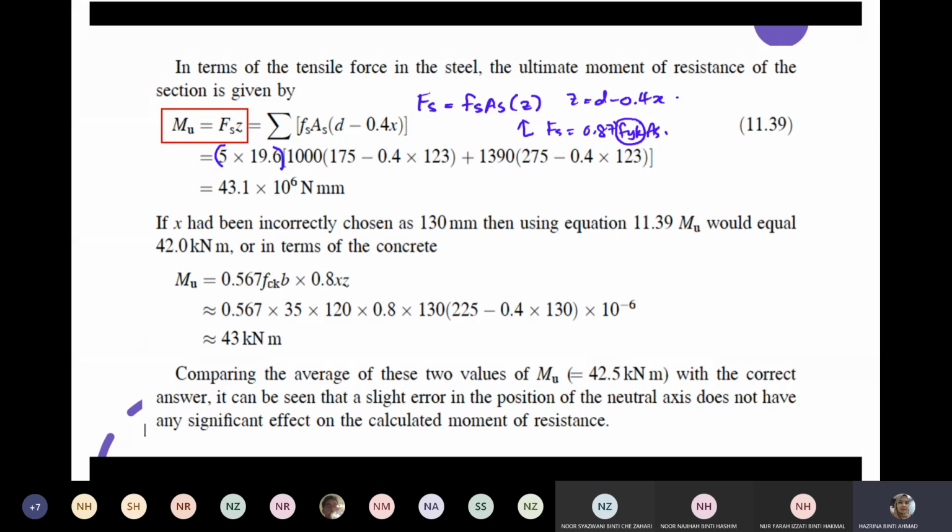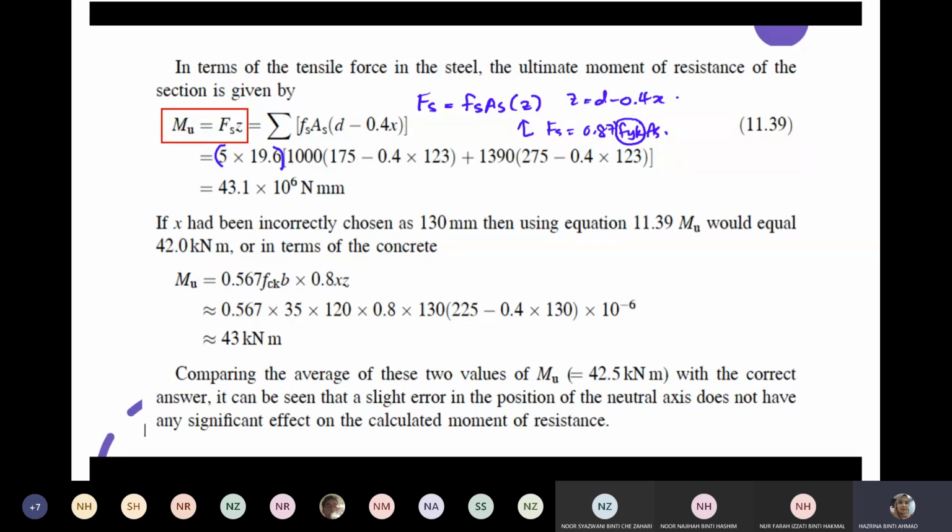Then multiply with Fs 1000, then multiply with 1.75 minus 0.4 times 123, which is for the top layer. Then we have 1390 times 275 minus 0.4 times 123, right? So we have 43.1 times 10 to the power of 6 Newton millimeter.